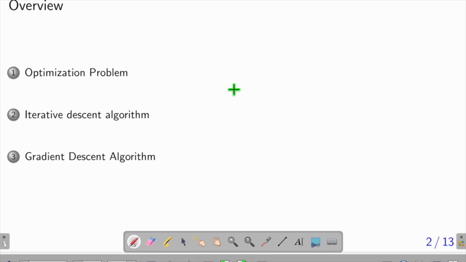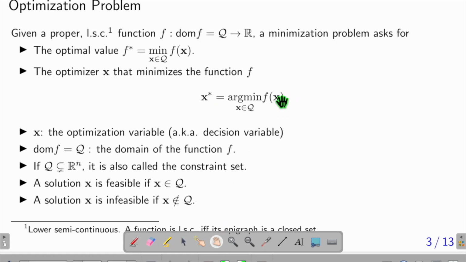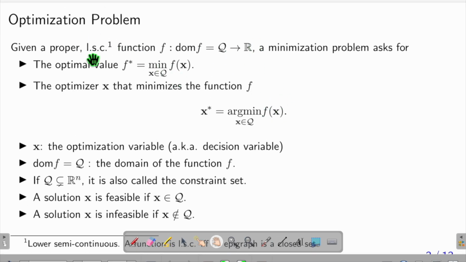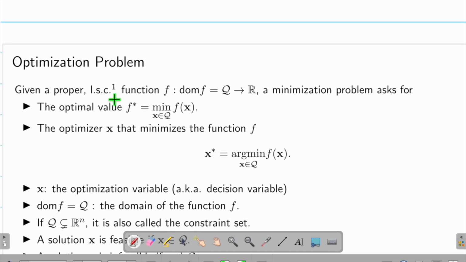Anyway, it's fine. So this is review. So again, we want to minimize f from Q to R. Q is a subset of R^n, and we consider f proper LSC. Proper means the epigraph is not empty. LSC means lower semi-continuous. That means we allow jumps. Okay, we allow jumps.